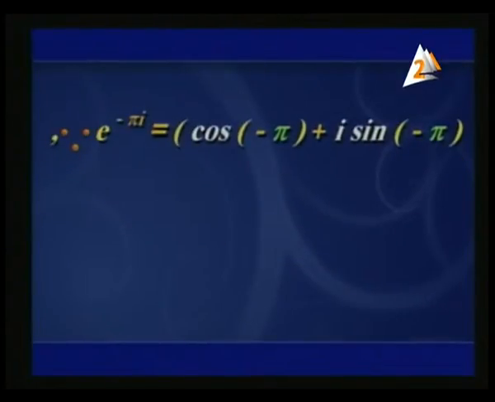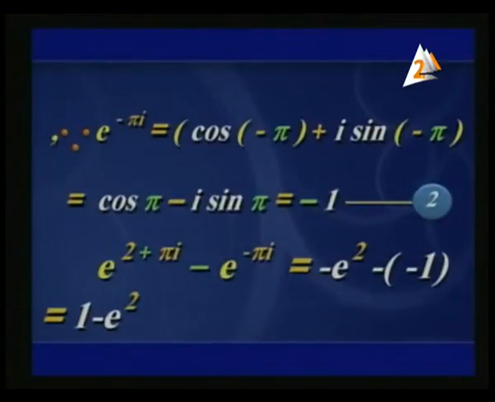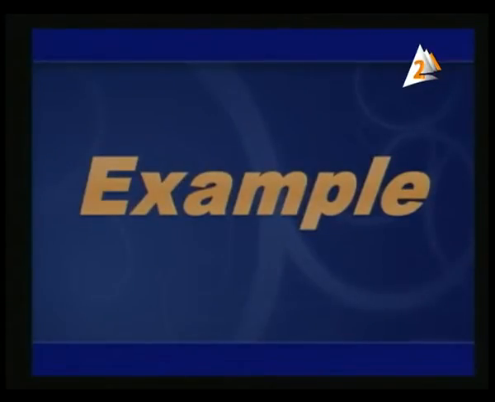And since e to the power negative pi i equals cosine negative pi plus i sine negative pi, equals cosine pi minus i sine pi, equals negative 1, and this is equation number 2. Subtract 1 and 2, therefore e to the power 2 plus pi i minus e to the power negative pi i equals negative e squared minus negative 1, equals 1 minus e squared. Now, dear students, let's go to another example.